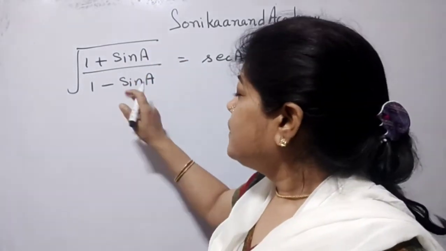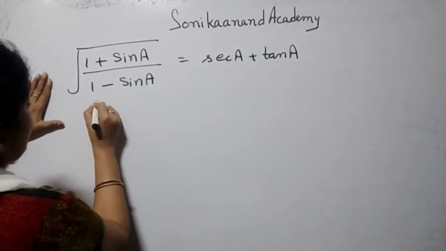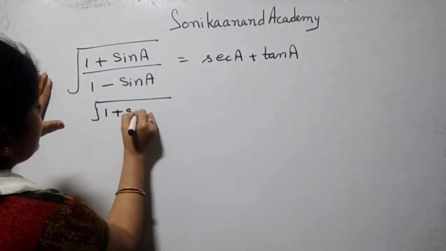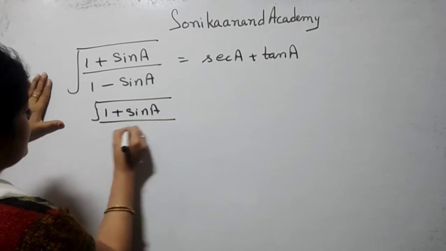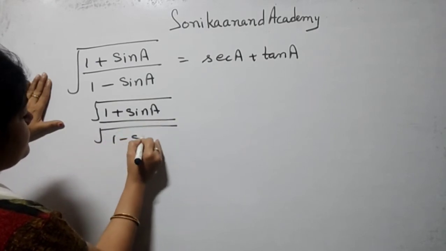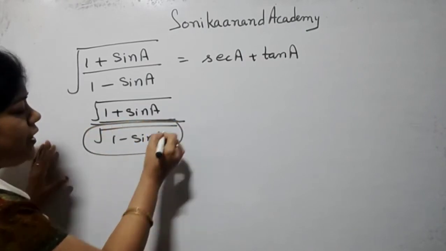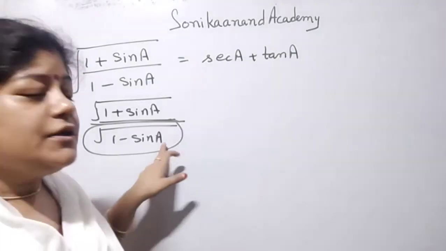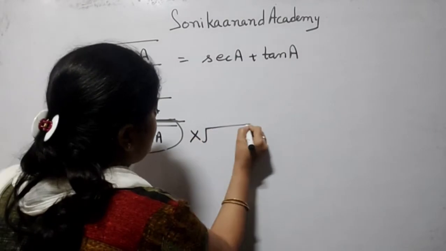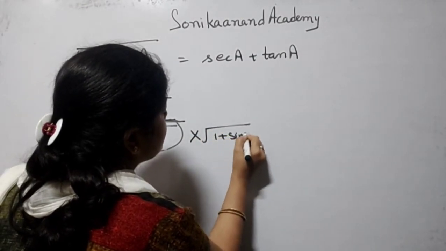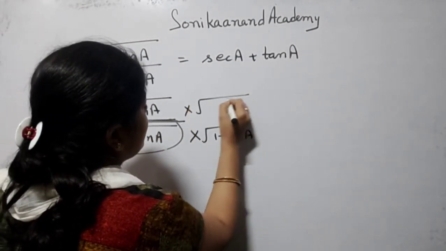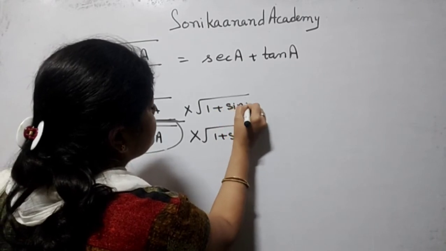That means it is written over here as 1 plus sin a over under root 1 minus sin a. So you have to rationalize the denominator. Okay, so here 1 minus sin a, so multiply with under root 1 plus sin a both in numerator and denominator.